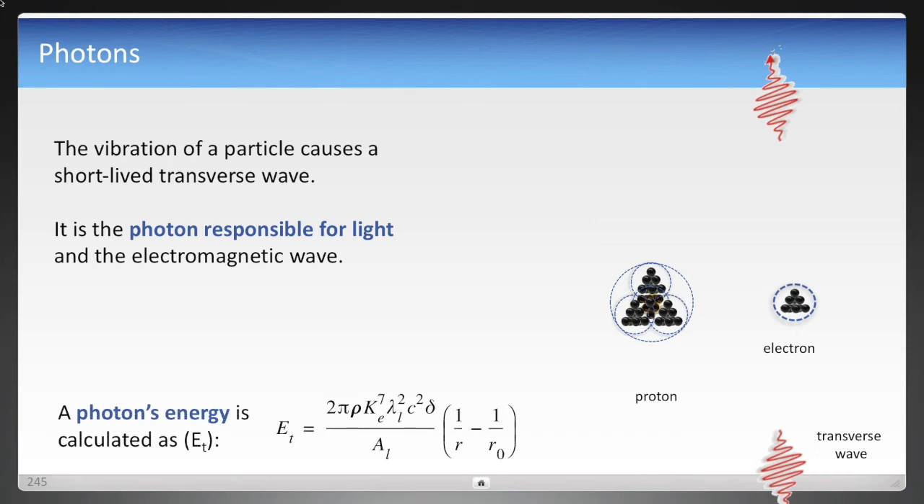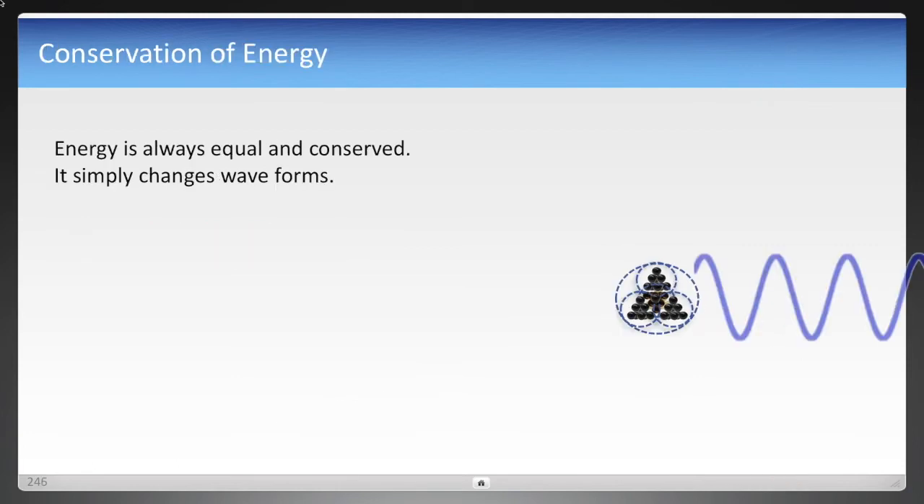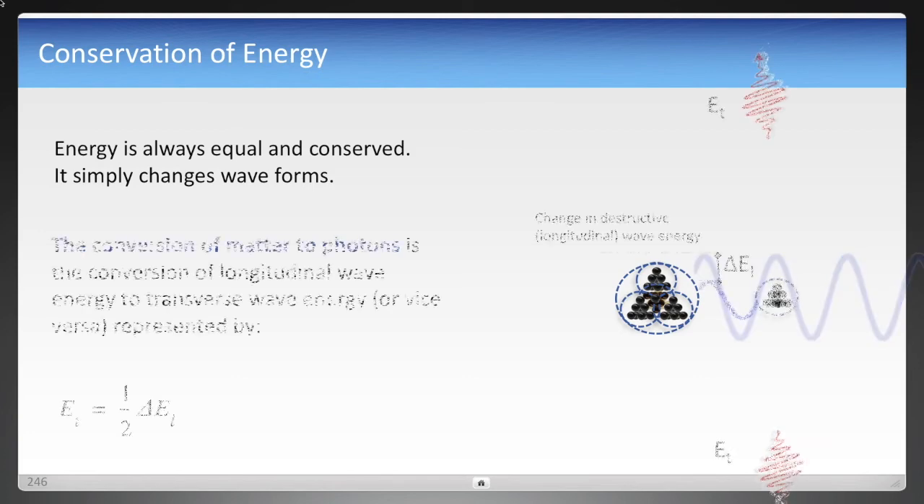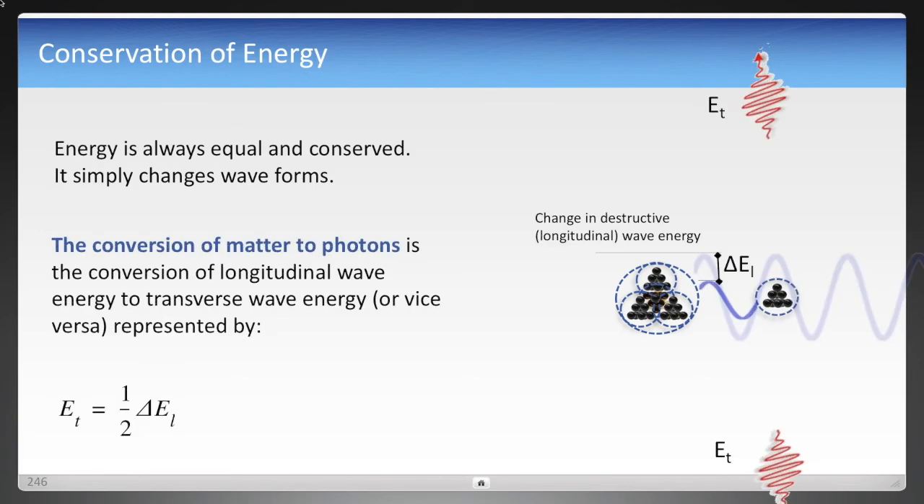And a photon's energy was also calculated, similar to particles. It has its own equation, and it was expressed as the following. But really the cool part about it was being able to show mathematically the conservation of energy, and that it's always equal and conserved. And it simply just changes waveforms.